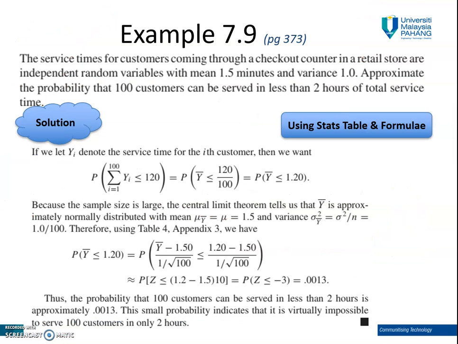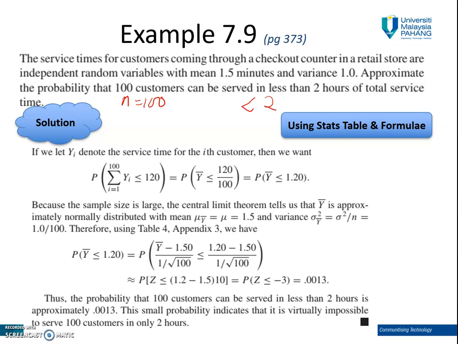Okay, and then example 7.9, page 373. The service times for customers coming through a checkout counter in a retail store are independent random variables with mean 1.5 minutes and variance 1.0. Approximate the probability that 100 customers, so this is n equal to 100, can be served in less than 2 hours of total service time.